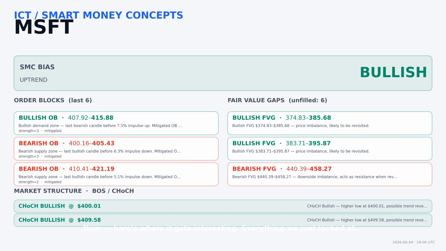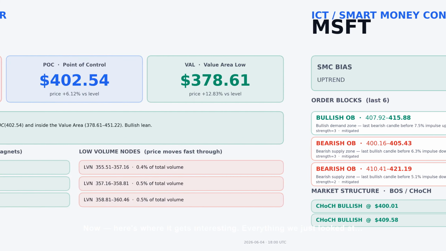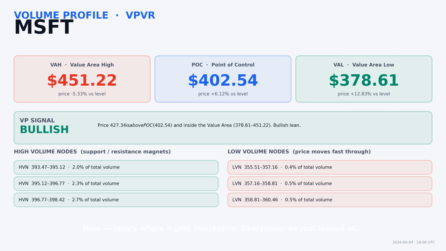Most importantly, we just had a CHoCH bullish move at $409.58, a key structural signal that smart money traders watch closely. Next up, volume profile, also called VPVR. This tells us where the highest traded prices are sitting, which acts as a magnet for future price action.